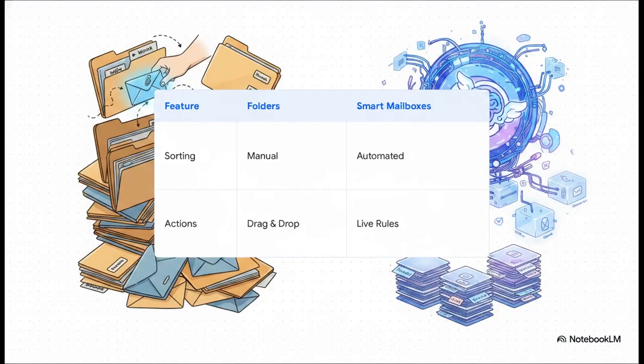When you compare standard folders directly against smart mailboxes, you immediately see a massive efficiency upgrade. Look, with standard folders, you're stuck manually dragging and dropping every single email to organize things. But smart mailboxes, they give you automated sorting. For instance, you could create a smart mailbox that pulls in every single email that contains an attachment, completely regardless of who sent it or what account it went to. It updates instantly in the background. It basically ensures you never ever lose an important file in the clutter again.